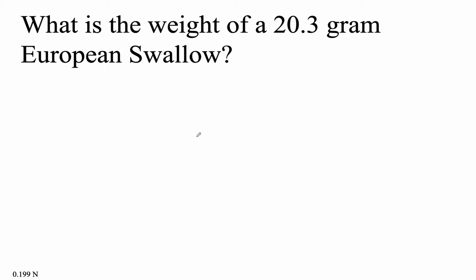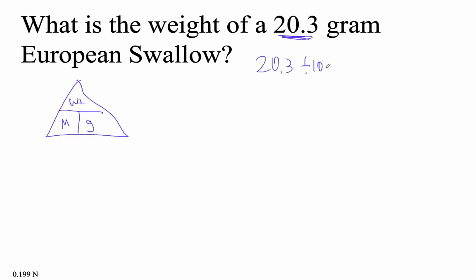What is the weight of a 20.3 gram European smallest? So basically these are triangle problems, right? The weight is equal to m times g, so we're just going to multiply m by g, but we've got to turn that into kilograms. So 20.3 divided by 1,000 is not very many kilograms.